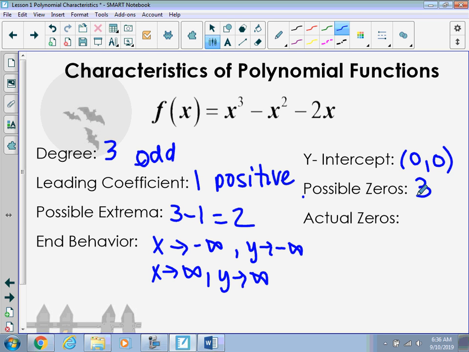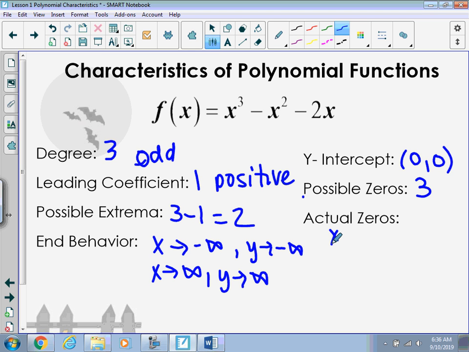Okay, now to find the actual zeros, we're going to talk about how to do long division and synthetic division in this unit. We're not there yet, so all of the problems so far, we're just going to use factoring if we can. And factoring is a great method if it's available to you. If you cannot use factoring, then we'll talk about the other methods at that point. So here, I can factor out an x.